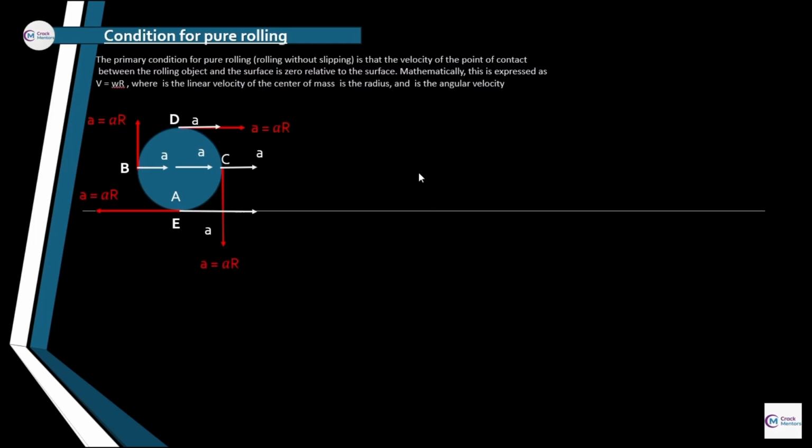Now let me talk about a very important point before going to the topic. We have observed that the condition for pure rolling is nothing but v equals omega r. And I'm going to talk about it for acceleration as well. If we differentiate both sides, then dv upon dt is nothing but the acceleration.